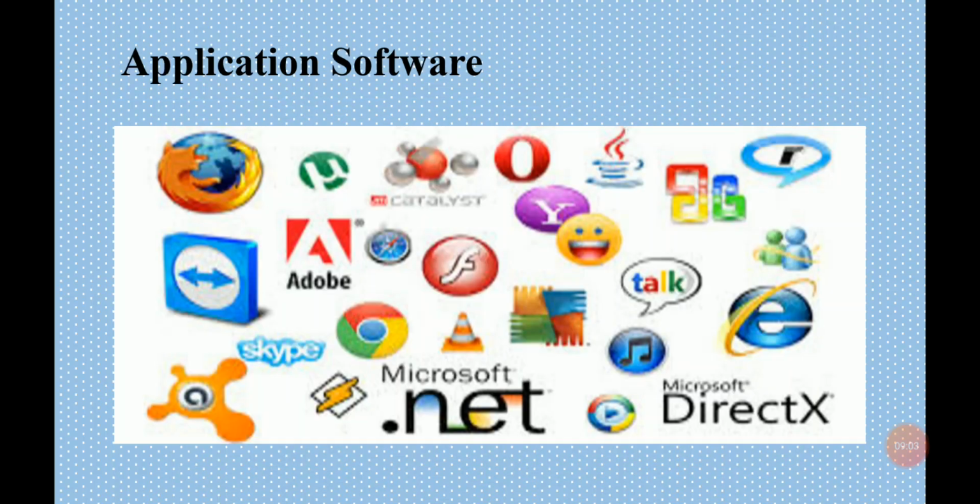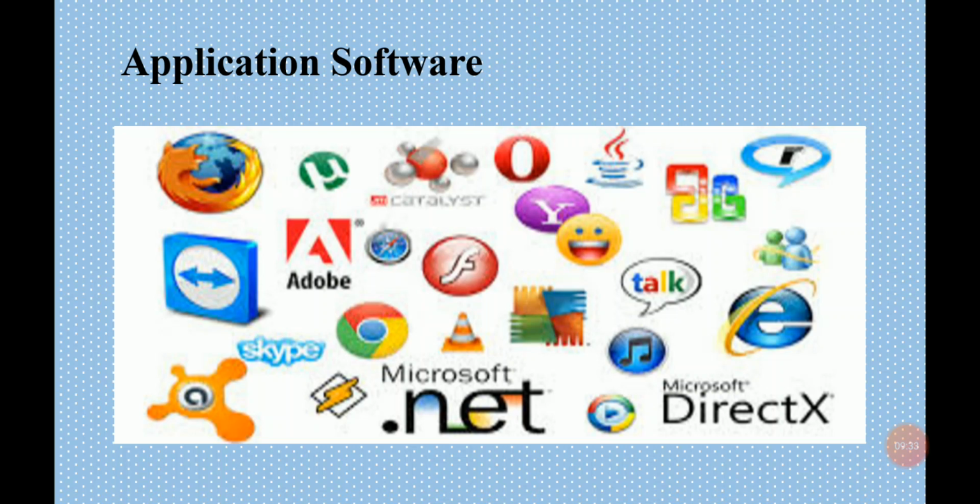Now let's talk about application software. What we discussed was system software; the operating system is system software. Now come to the other category of software, that is application software. An application software is a simple program that is designed to perform a specific task. It helps the user with a tool for easy operation on a particular task.